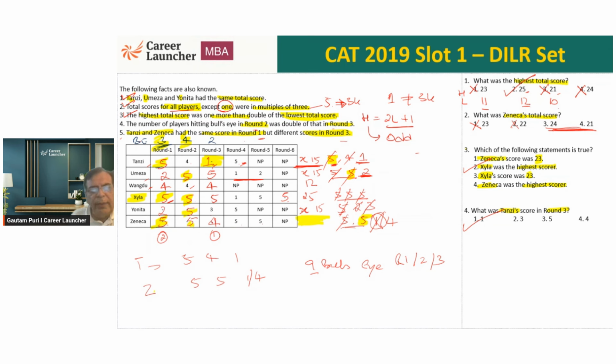5, 10, 15, 20, 24. Zeneca's total score is 24. Correct answer, question 2 is choice 3. Okay. So that completes the set for us.